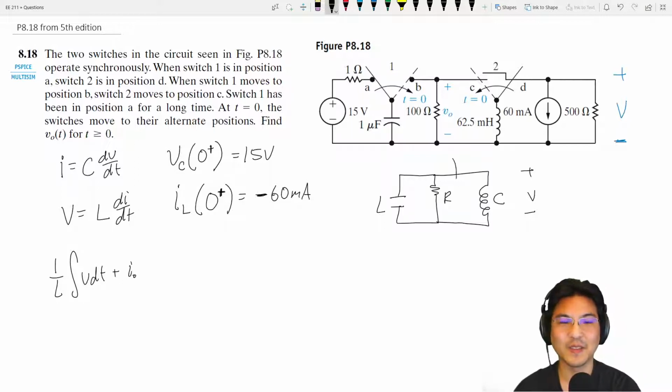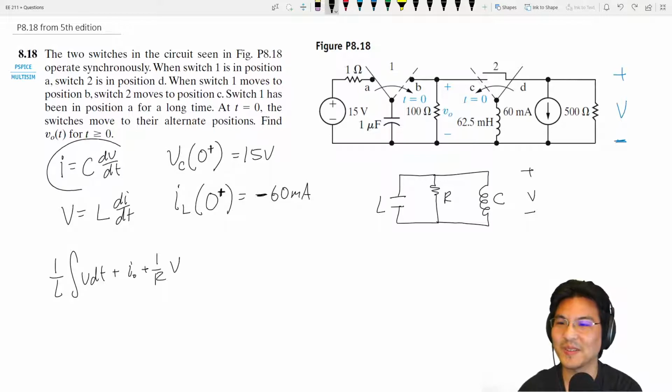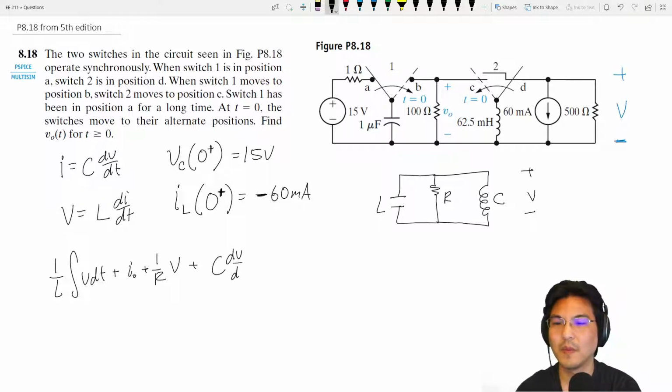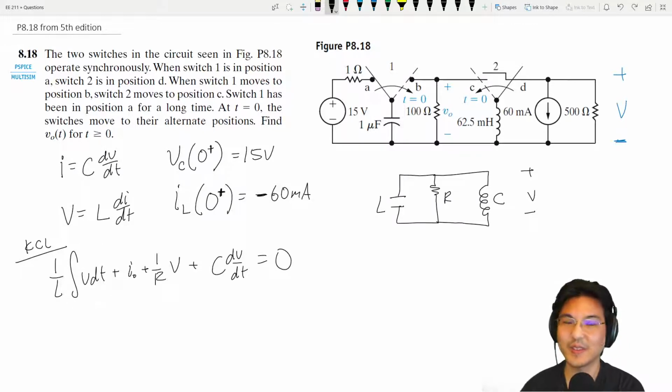Okay, and then the voltage across a resistor is just V over R. And then the voltage across a capacitor is right here. Oh, sorry, the current going through a capacitor is right here. Okay, so this is from KCL. But I don't like having this thing here, right? So let's just take a time derivative of the entire equation.